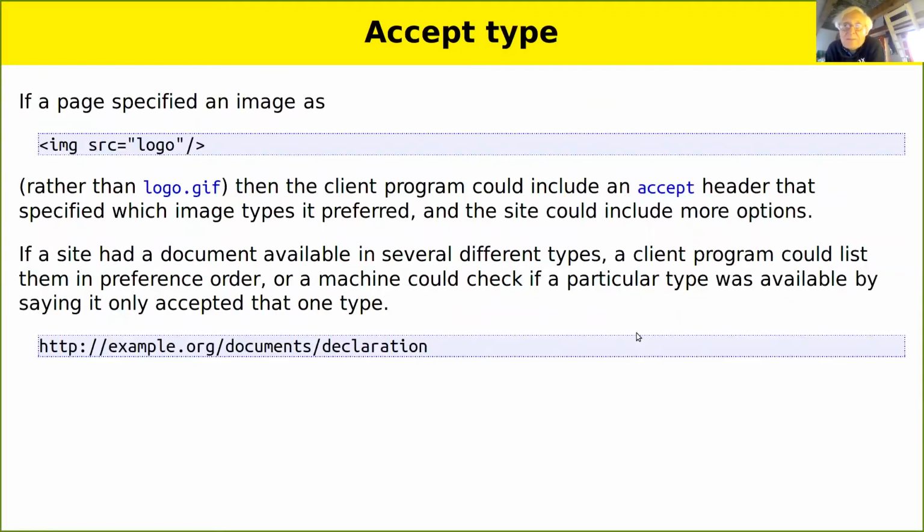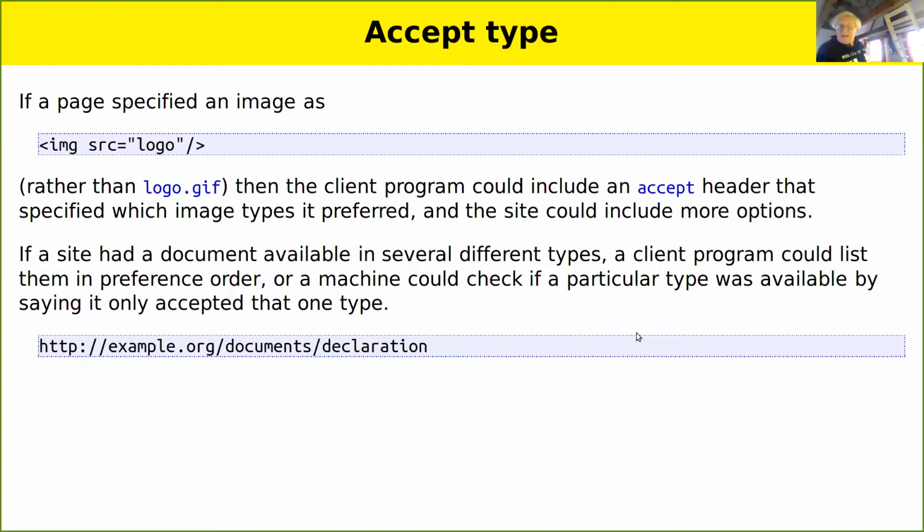So let's talk about accepting the type. If a page specified a logo, an image, just using the name without having the specific type at the end, like .gif, then the client program could include an accept header of all the image types that it accepted, listed in the order that it preferred them in. And the site could then have several versions of the logo available for sending back for different preferences.